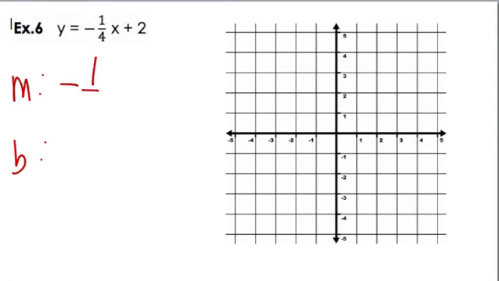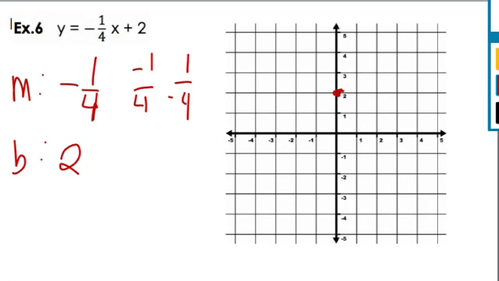Okay, so your slope is negative 1/4, and your y-intercept is 2. Let's plot a point at 2. Now for the slope, I could either have had negative 1 over positive 4, or 1 over negative 4. We're all talking about the same exact thing. So from here, I could rise negative 1, so that's going down 1, and run positive 4. 1, 2, 3, 4. So I could have had my point here.